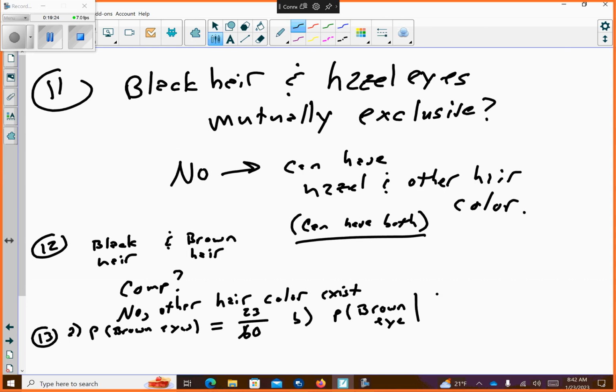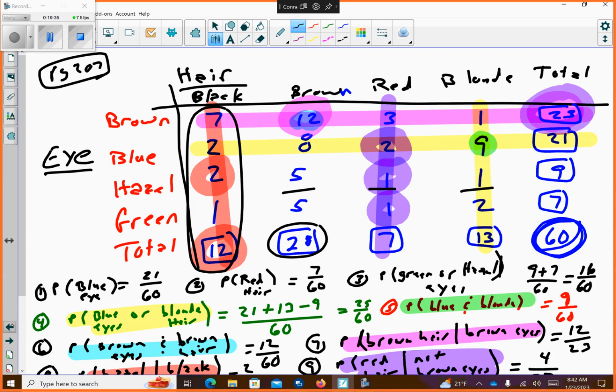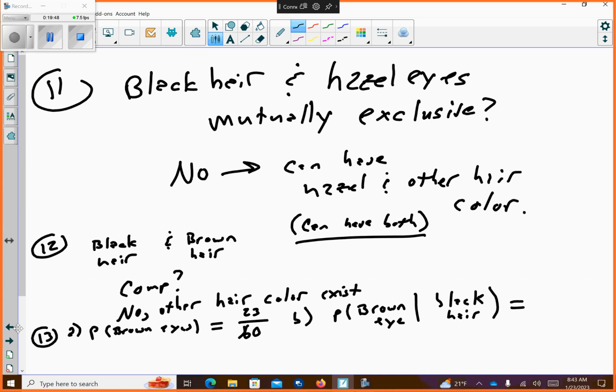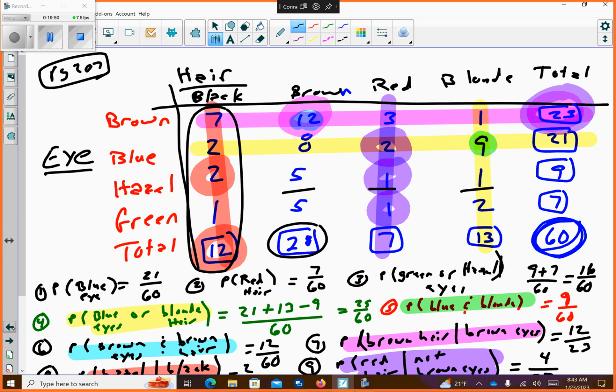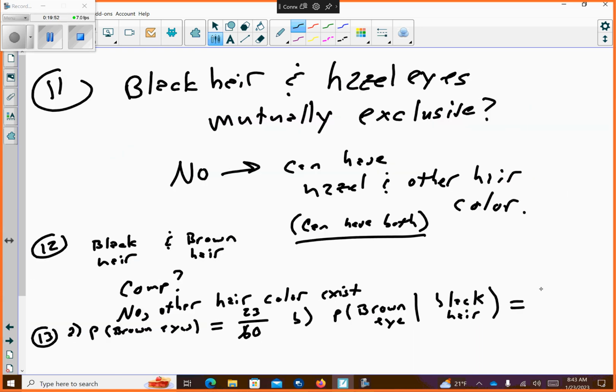such that they have black hair. So the black hair is going to be our denominator. If we look back, black hair is 12. So we take everyone, it says, if you have black hair, stay in the room, everyone else leave. So that means there are 12 people, and there are 7 that have brown eyes. So 7 out of 12 probability.